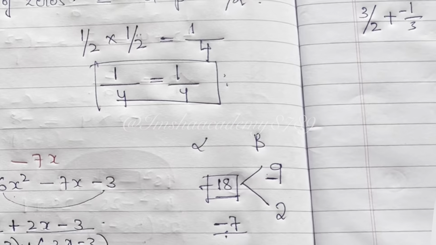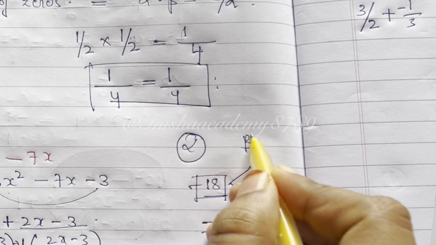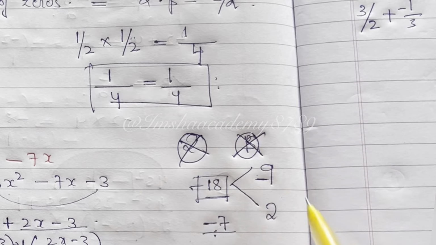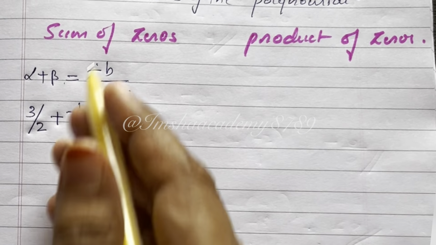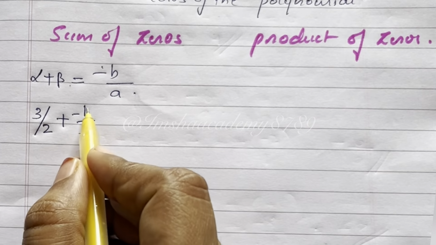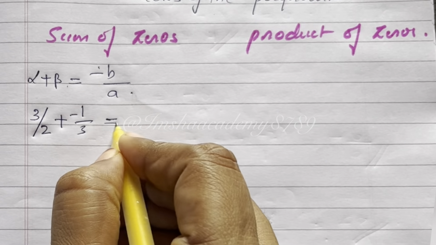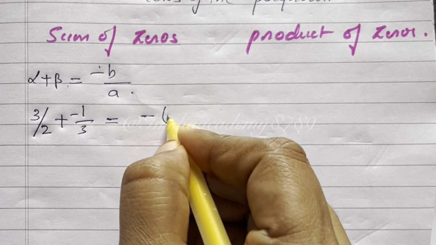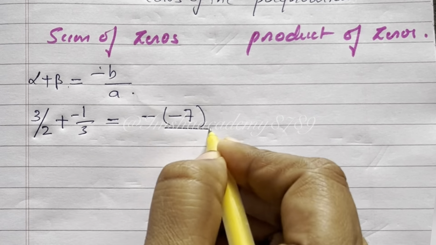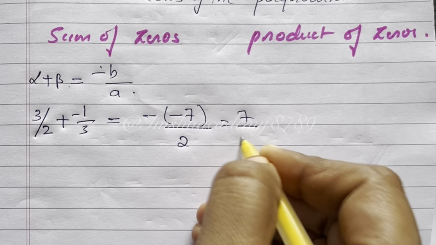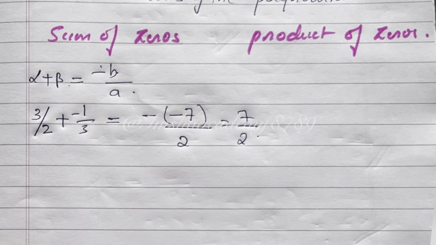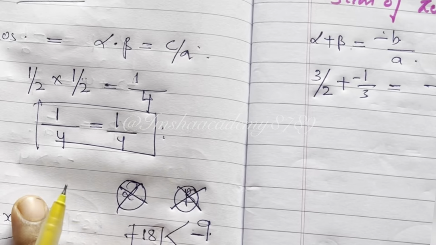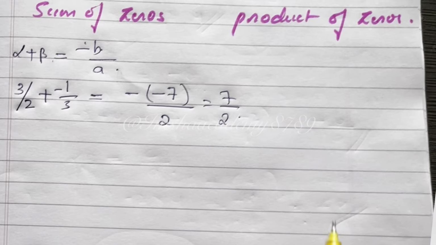Sorry, I made a mistake here. This is not alpha or beta, okay. We need to find the values in order to find alpha and beta. So 3 by 2 plus minus 1 by 3 is equal to minus of minus 7 by 2. That is nothing but 7 by 2, because the b value is minus 7. Okay.